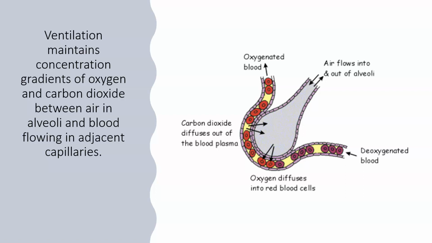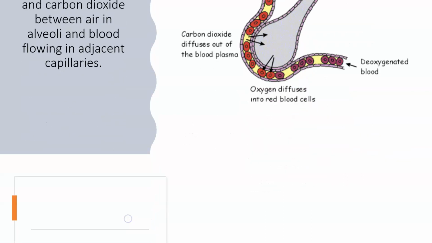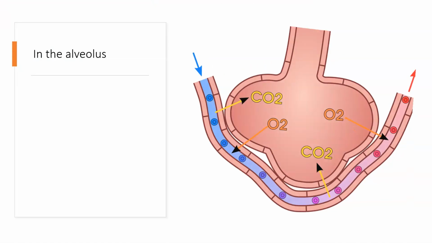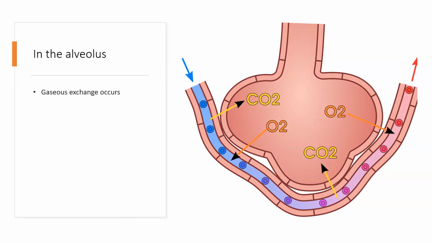Okay, and what's going to be occurring across the alveolus is gaseous exchange. Okay, you've got oxygen moving from the air in the alveolus into the bloodstream, and carbon dioxide moving out of the capillaries. Okay, so you've got concentration gradients which allow these two gases to diffuse in and out of the bloodstream. So let's really have a look at what's going on.